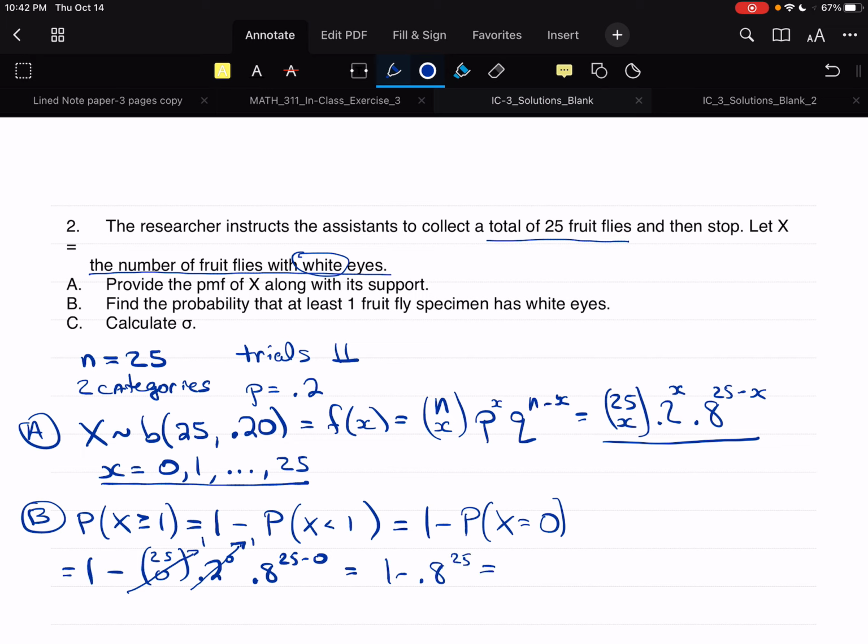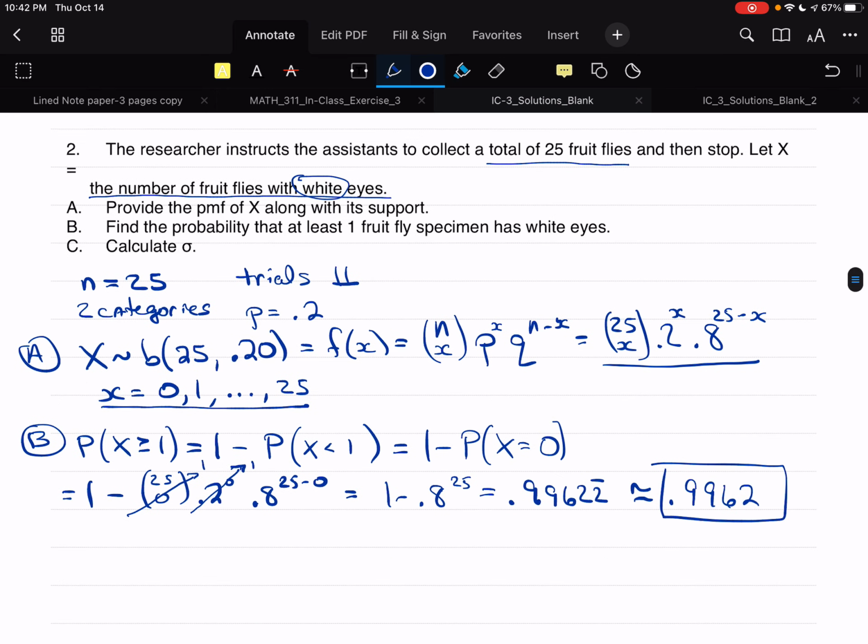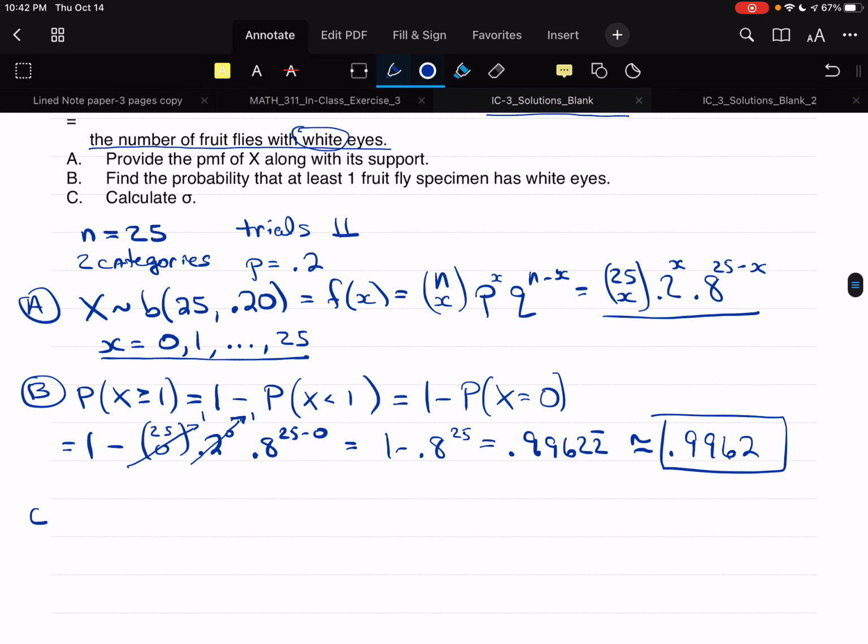And we find that this is going to be 0.99622, and it keeps repeating. And so to 4 decimal places, 0.9962. So the probability that we have at least one fruit fly with white eyes out of 25 is 0.9962. So very high probability. Now, we want to calculate sigma.